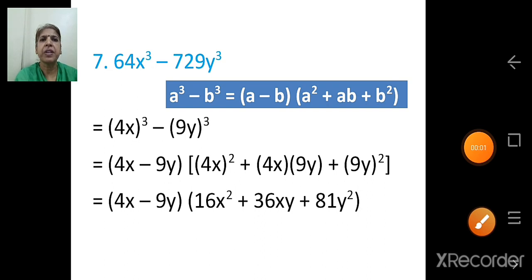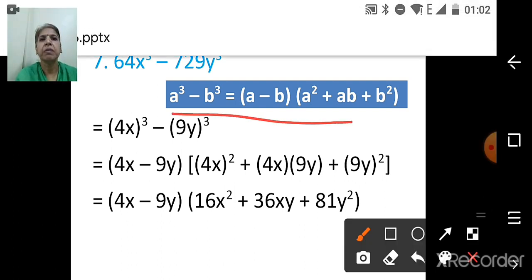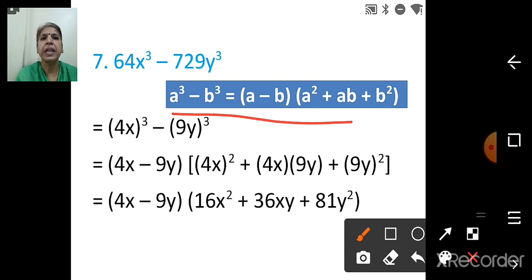Next question, seventh one, 64x cube minus 729y cube. Now 64 is cube of 4, 4x the whole cube. 729 is cube of 9, so 9y the whole cube. First thing we will write the formula. a cube minus b cube is equal to a minus b the whole bracket multiply with a square plus ab plus b square.